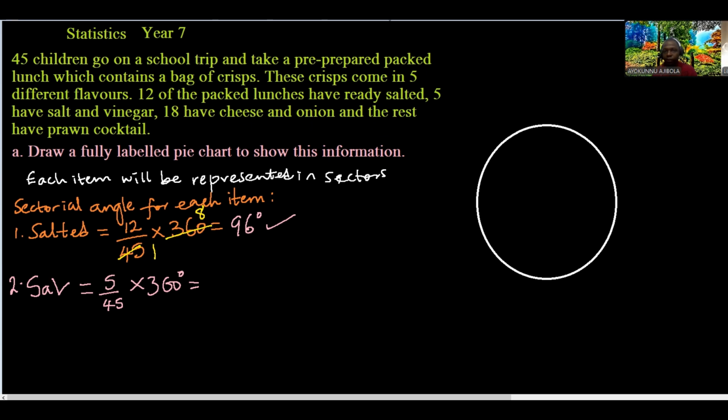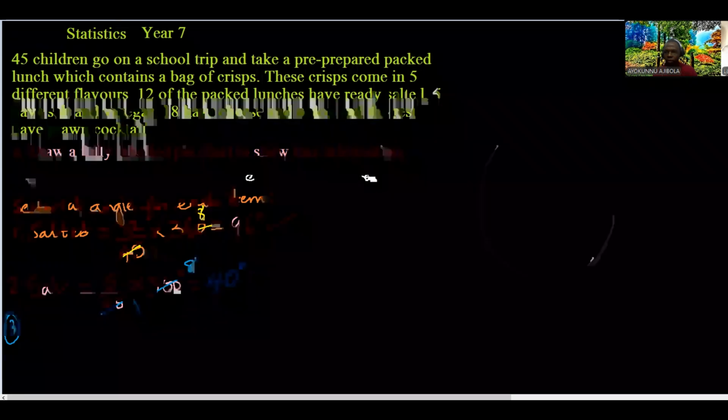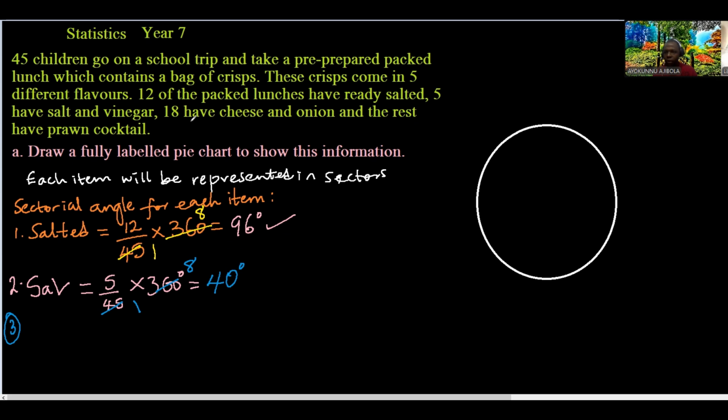Then we have 45 into 1, 45 into 8. So 8 times 5 is going to give us what? 40. Yeah. So we are looking to get 5 angles. We've gotten 2. Is it 5 angles? Because it's 5 different flavors, right? Wait, 5 times. So 12, 5, 18.